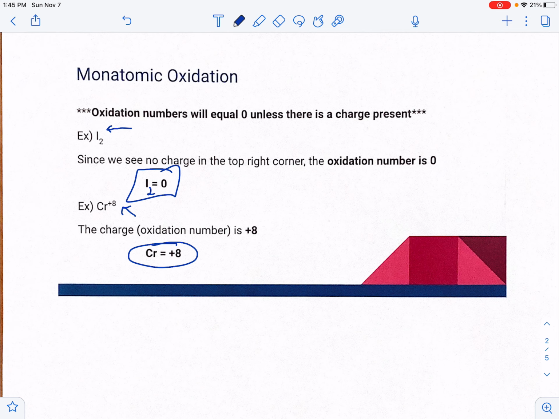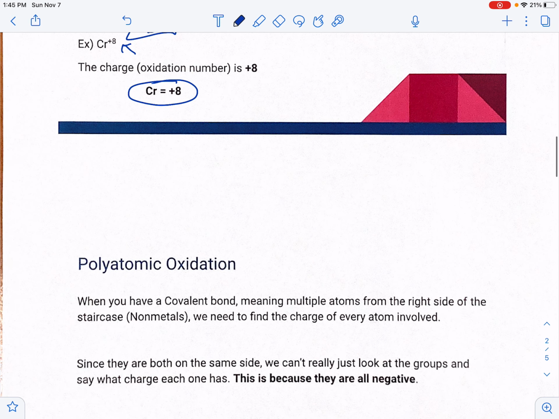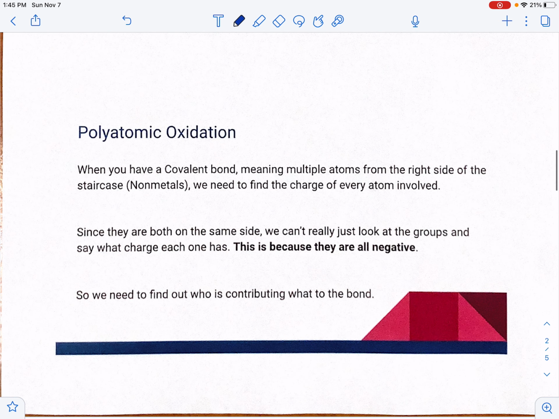Those are probably the easiest part of this note, so we're going to get into the tougher part. It's not too bad, but let's move into the polyatomics. Now, when you have a covalent bond, remember covalent bond meant that they coexisted. That means they are both, meaning multiple atoms from the right side of the staircase, which was your non-metals. Remember, in a covalent bond, they don't really give each other electrons. They just overlap their electrons to help each other out.